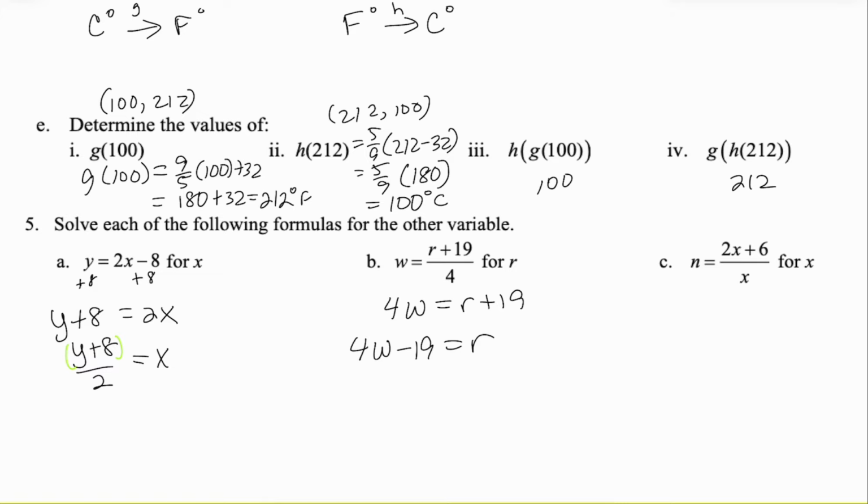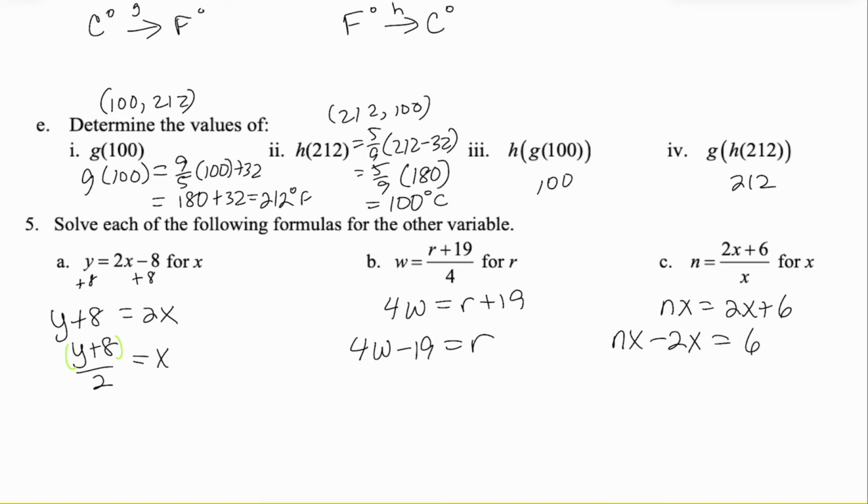So the last one, c, this time our x is in 2 locations. The first one to get rid of really easily is to take that x and multiply it over. So let's make that nx equals 2x plus 6. Now it looks a little more like an equation that you want to solve for x. So we want to get the x's to one side and the plain things to the other. So let's take this one and subtract it and move it to the other side. So we're going to get nx minus 2x equals 6.